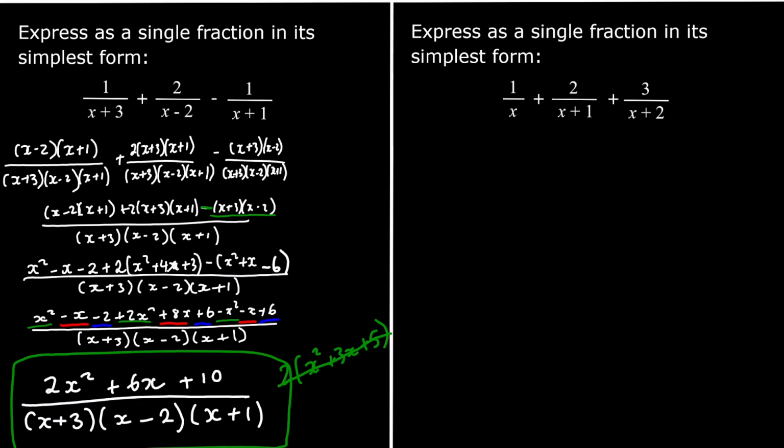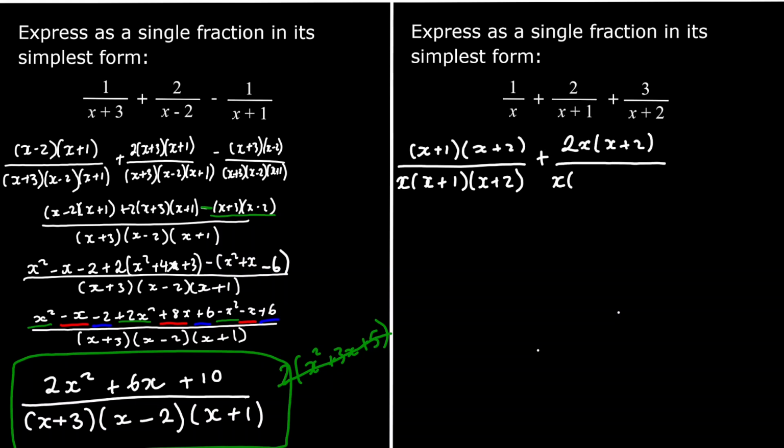So we need a common denominator again to add the fractions. So the first fraction times top and bottom by x plus 1 and by x plus 2. So that would be x plus 1 times x plus 2 over x times x plus 1 times x plus 2. Second fraction, timesing top and bottom by x and x plus 2. And the third one, timesing top and bottom by x and x plus 1.